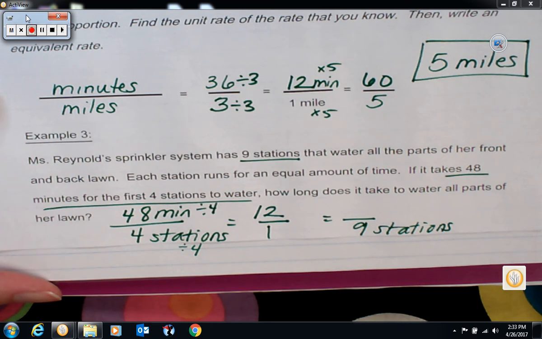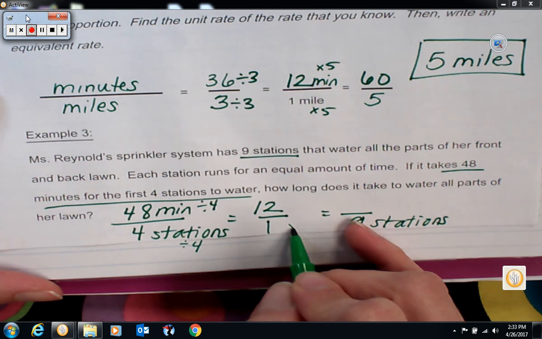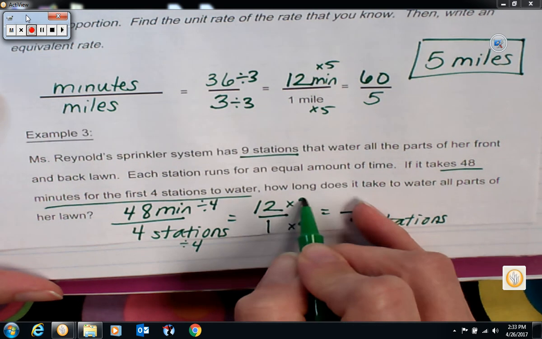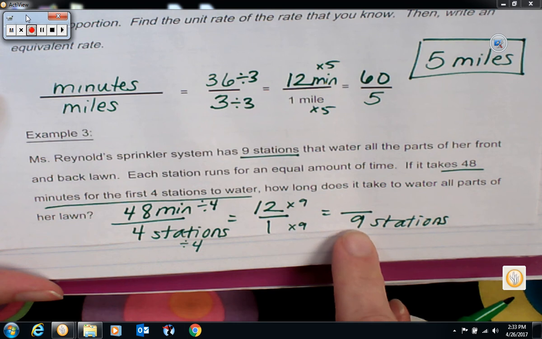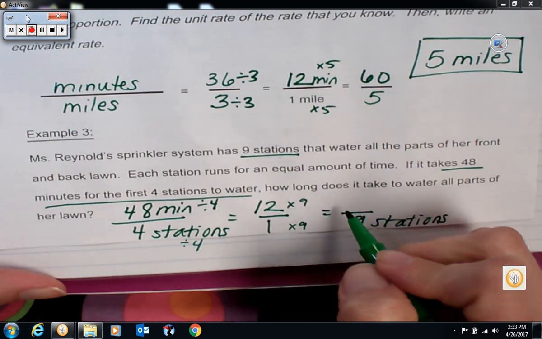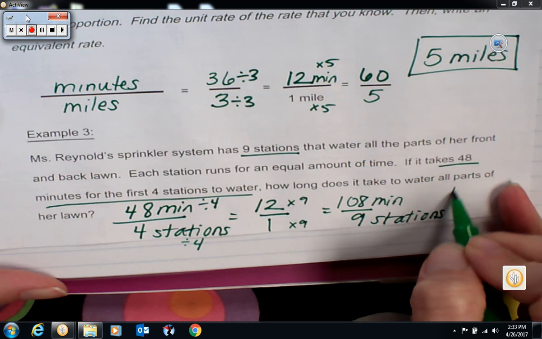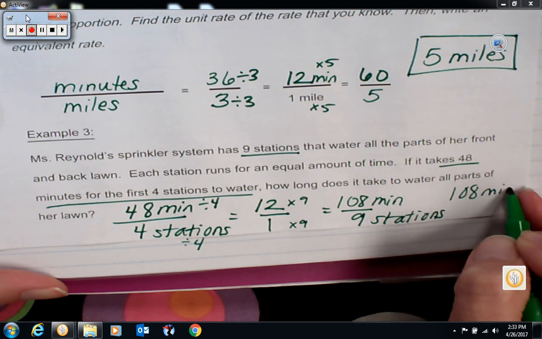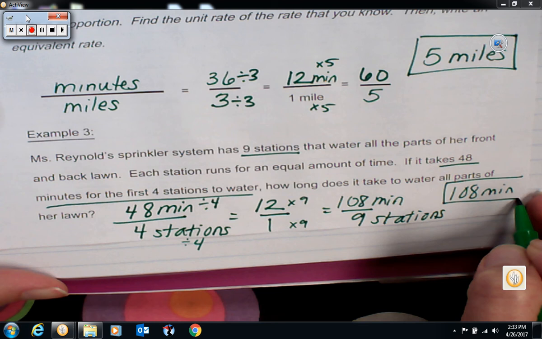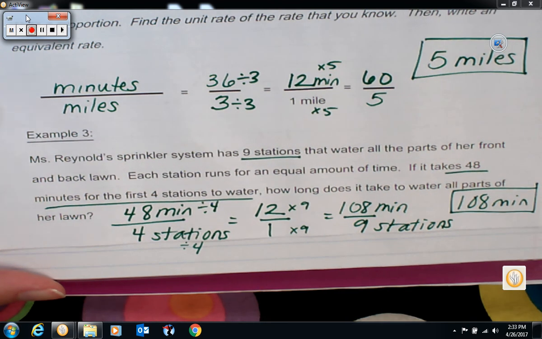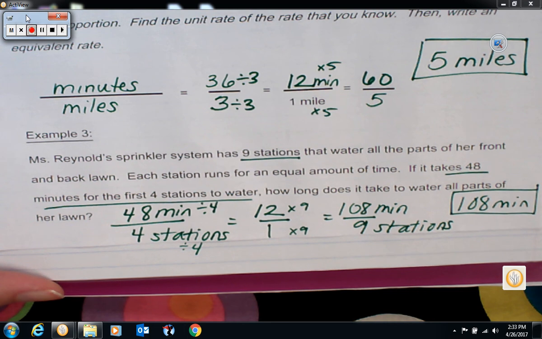If I know how many minutes it takes to water one station, then I can multiply that times 9 to find 9 stations. And 12 times 9 is 108 minutes. So it takes 108 minutes to water those 9 stations. And I know that from finding those equivalent rates.